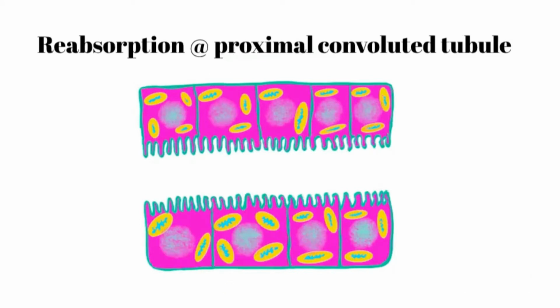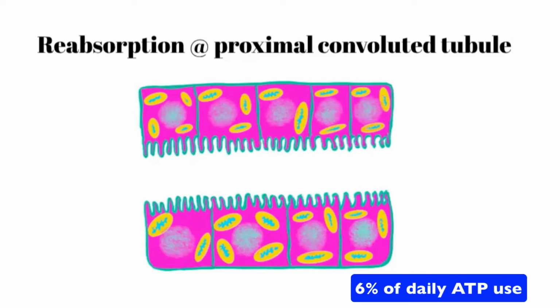As a matter of fact, the cells of the proximal convoluted tubule are going to use about 6% of the day's use of ATP. 6% of the body's use of total ATP is happening within the proximal convoluted tubule. Why is ATP needed? The simple answer to that is because things are being moved against their gradients.